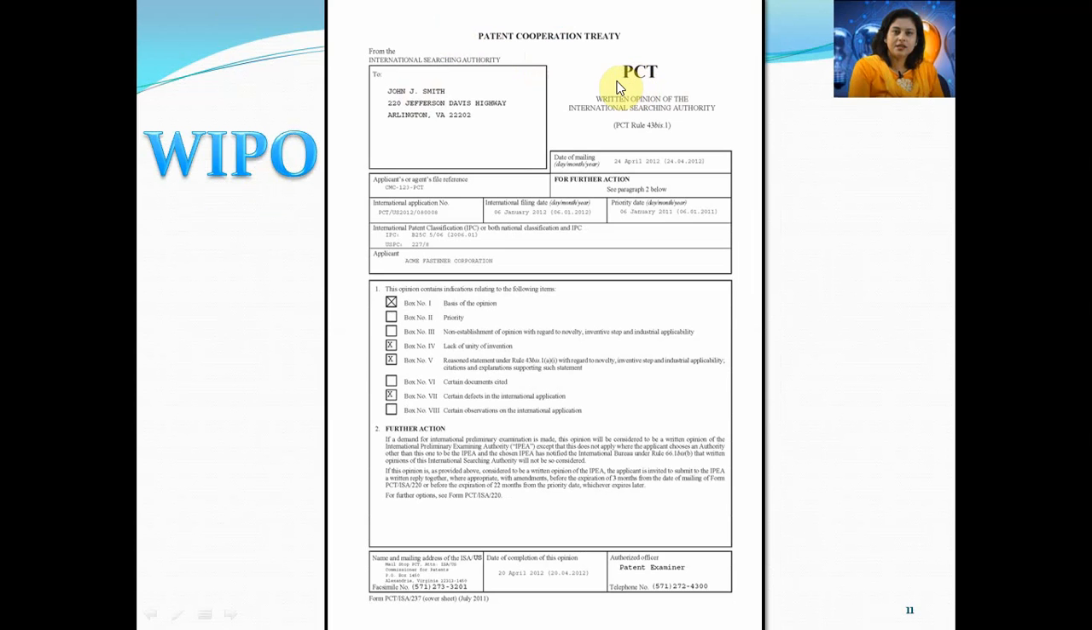This you can see here, applicant's or agent's file reference is given, international application number is given, international filing date is given, priority date is given, then patent classification number is also given, and the applicant name is given. So it is unlike the previous one, that is Indian Patent Office. This is a little bit different from the previous one.